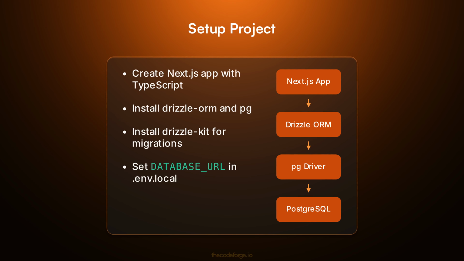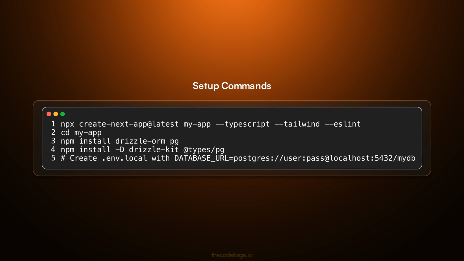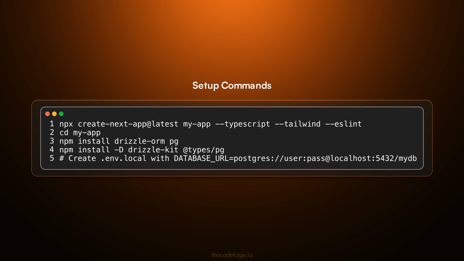Start by creating a Next.js project with TypeScript and installing Drizzle ORM along with a database driver. For PostgreSQL, use drizzle-orm and pg. Initialize Drizzle with drizzle-kit for schema management. Run these commands to set up your Next.js project with Drizzle dependencies. Remember to store database credentials in environment variables and never commit them to version control.